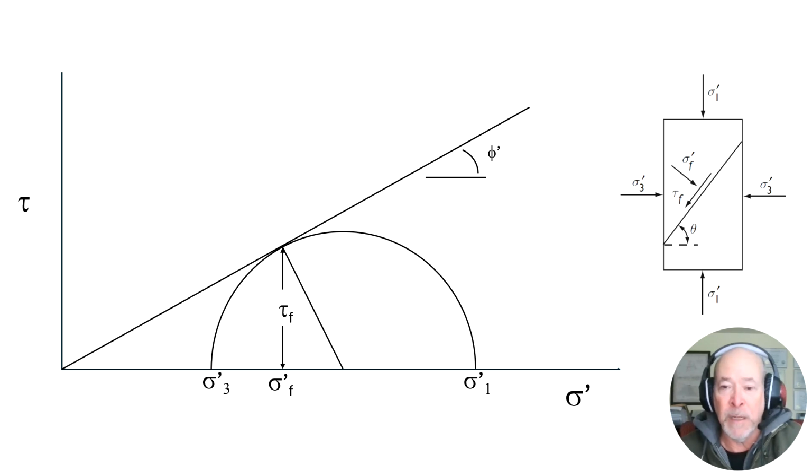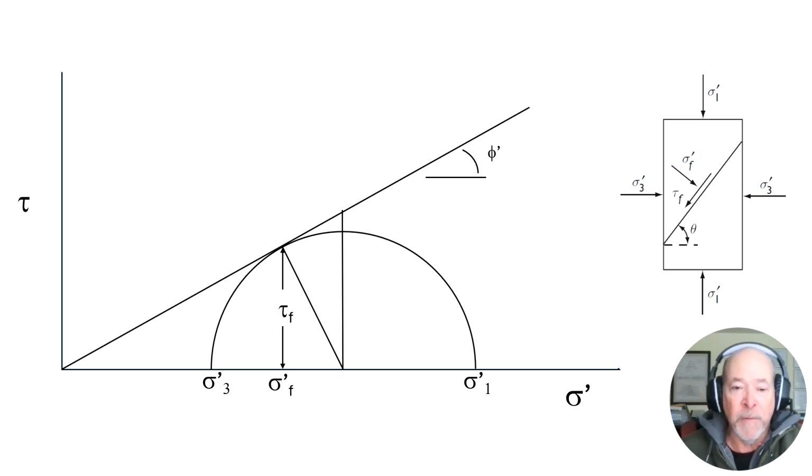Now, if we look at a triaxial test specimen, we can see the vertical effective stress, sigma 1, and we see the horizontal, sigma 3. We see sigma and tau at failure on that failure plane, and then we have this mysterious little theta angle down here. So let's look more at that theta angle.